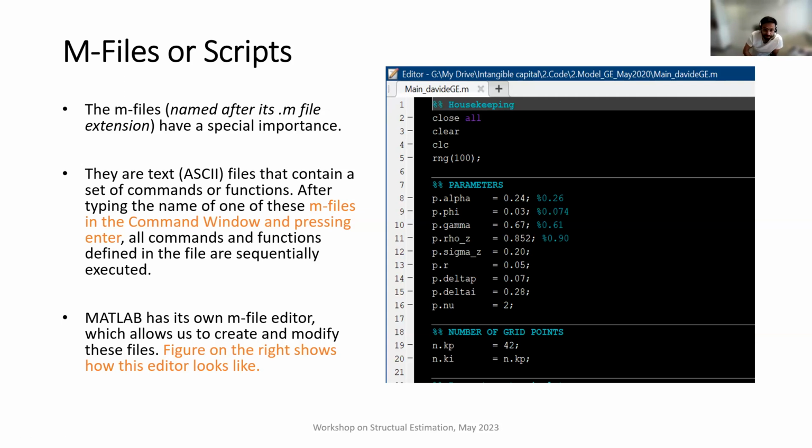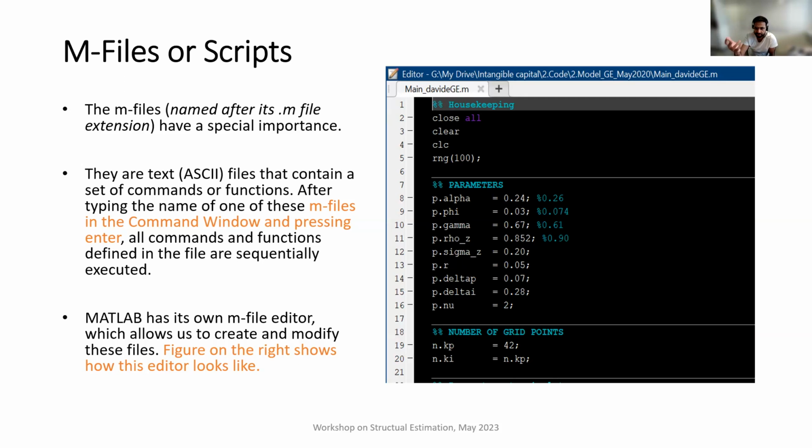Sorry. If I want to comment, I have to use the double percentage signs. And I'm using it for housekeeping, which means I'm closing all the files that are active right now, clearing the memory of MATLAB, and pinning down the random number generation stream.